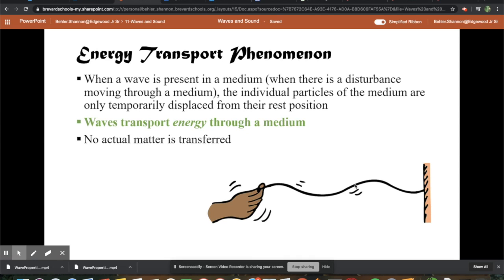When you make a little wave in a rope like this picture is showing, the rope itself is not moving from point A to point B. There is a disturbance which travels through the length of the rope and then probably comes back, but the rope itself is only moving up and down. It's not actually moving left or right.